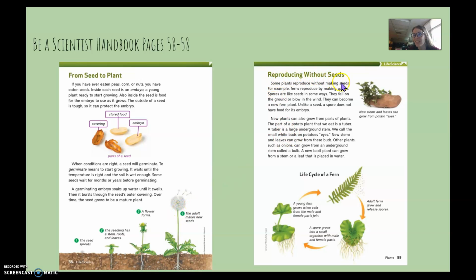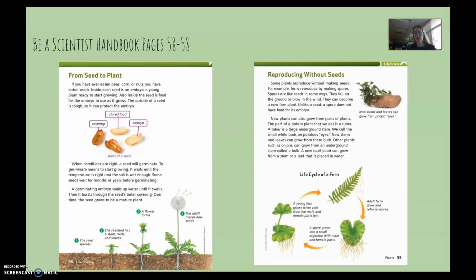Reproducing without seeds. Some plants reproduce without making seeds. For example, ferns reproduce by making spores. Spores are like seeds in some ways. They fall on the ground or blow in the wind. They can become a new fern plant. And unlike a seed, a spore does not have food for its embryo.